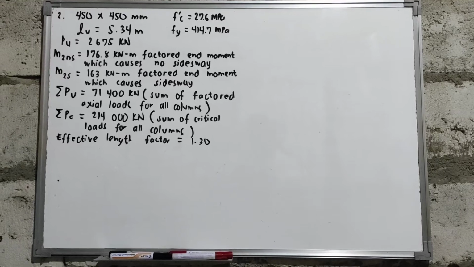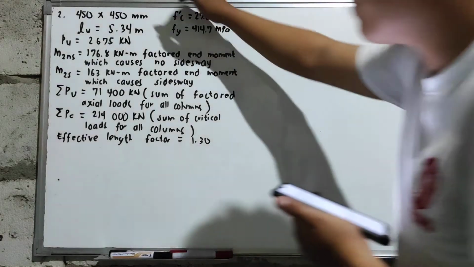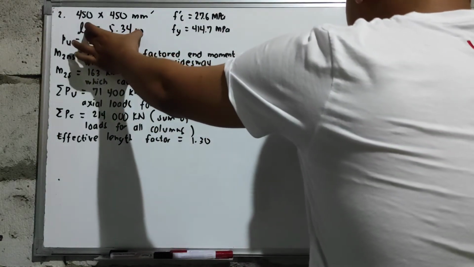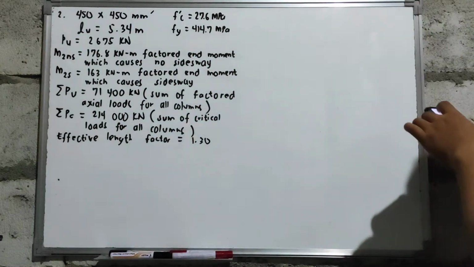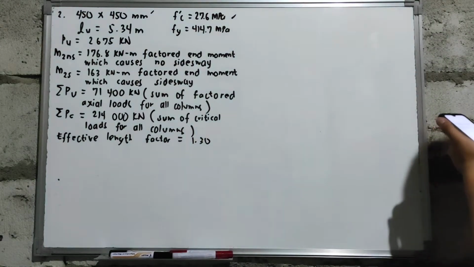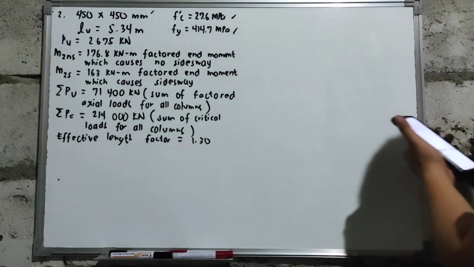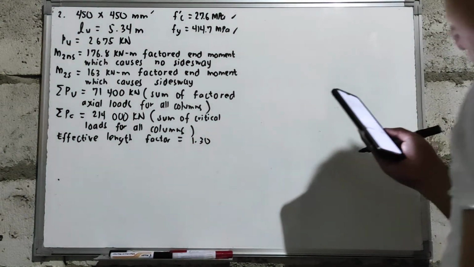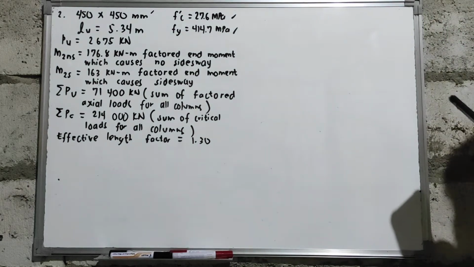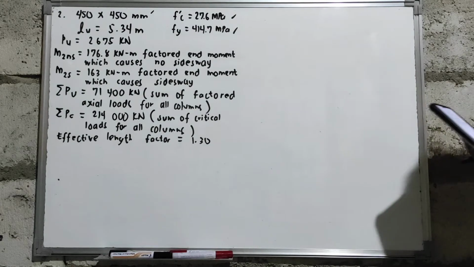Let us now discuss sample problem number 2. A tied column 450 by 450 mm has an unbraced length of 5.32 meters. So we have a concrete strength f'c equal to 27.6 megapascals. The yield strength of our steel is equal to 414.7 megapascals. A first-order analysis has resulted in the following axial loads and moments.